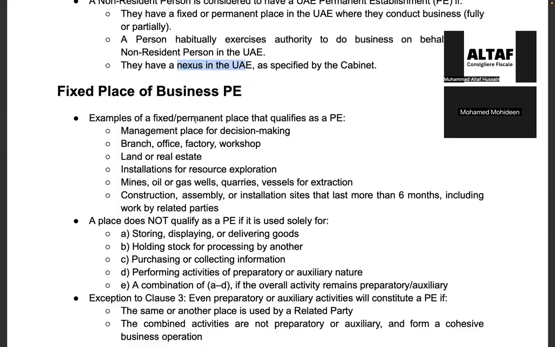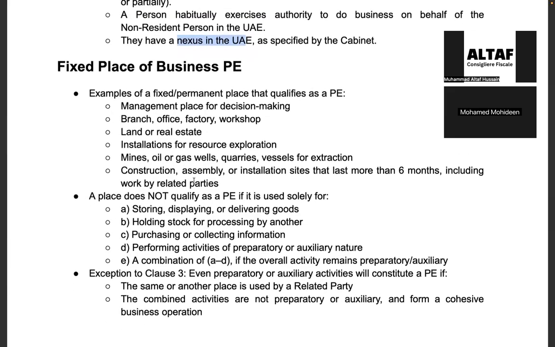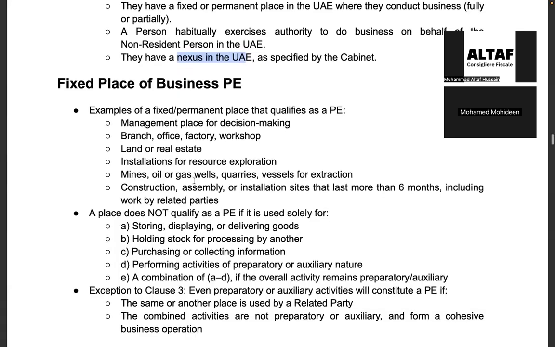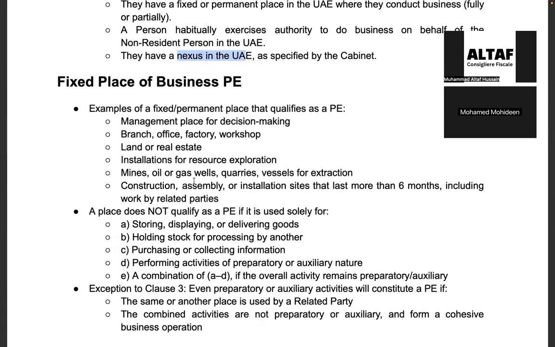The first category is the fixed place of business PE. There are different examples. By the way, if you look at the same document which I opened a little while ago, the Model Tax Convention, when you read the discussion on permanent establishment in it, you will be surprised to see that this is the ditto copy of that. It has been taken almost in its entirety from the Model Tax Convention.